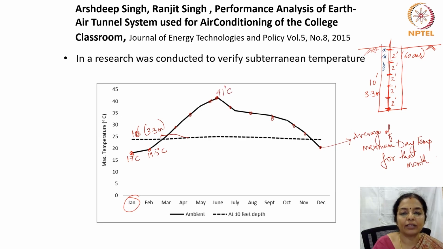Irrespective of that, the temperature of soil at a depth of 10 feet or 3.3 meters remains fairly constant throughout the year, and that is at approximately 25 degrees centigrade. So this is what this study has shown.